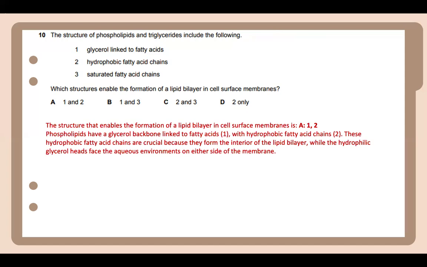Phospholipids have a glycerol backbone linked to fatty acids with hydrophobic fatty acid chains. These hydrophobic fatty acid chains are crucial because they form the interior of the lipid bilayer, while the hydrophilic glycerol head faces the aqueous environment on either side of the membrane.